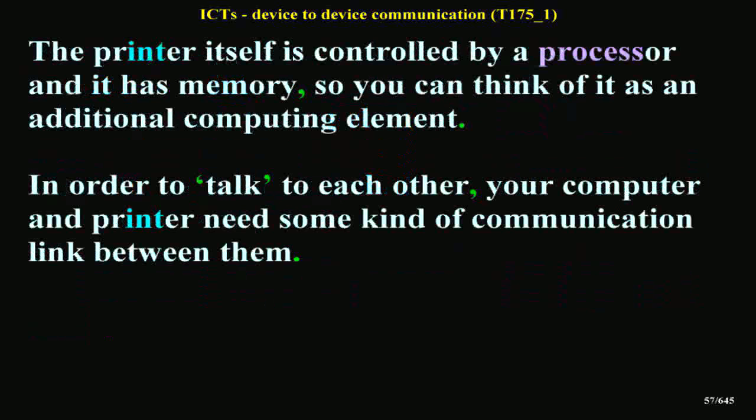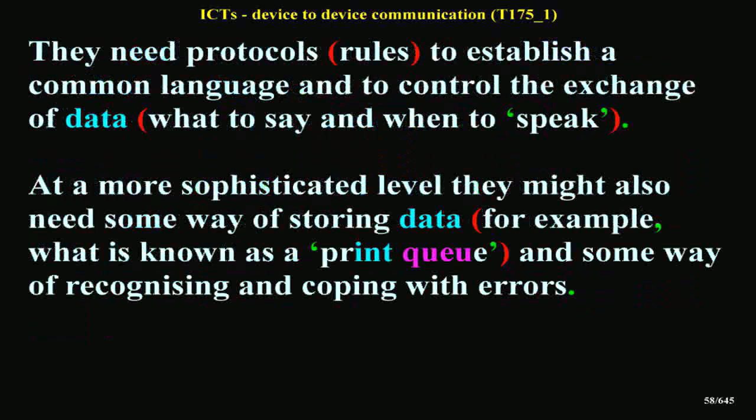The printer itself is controlled by a processor and it has a memory, so you can think of it as an additional computing element. In order to talk to each other, your computer and printer need some kind of communication link between them. They need protocols, rules to establish a common language and to control the exchange of data, what to say and when to speak.